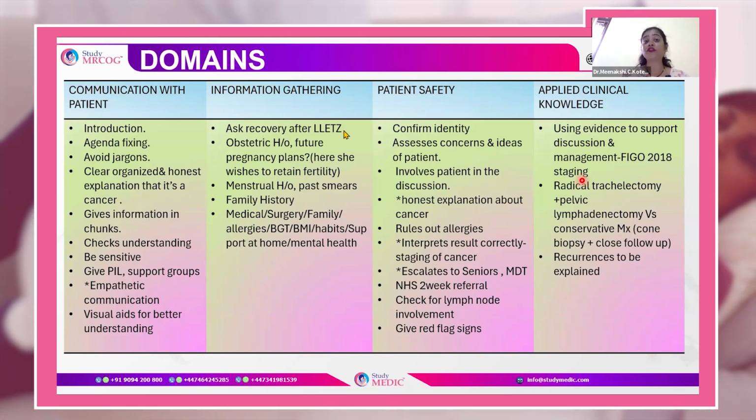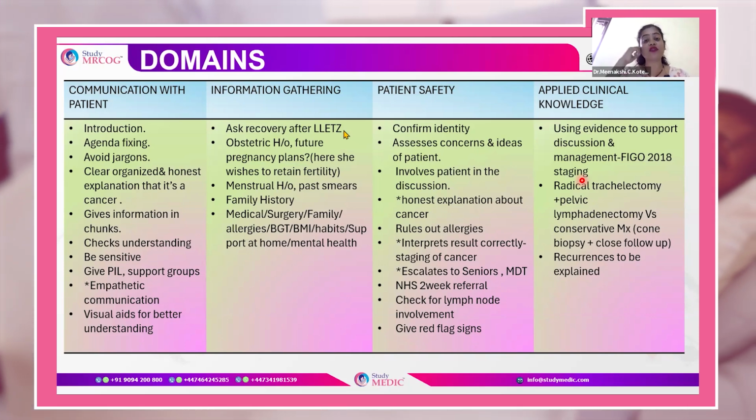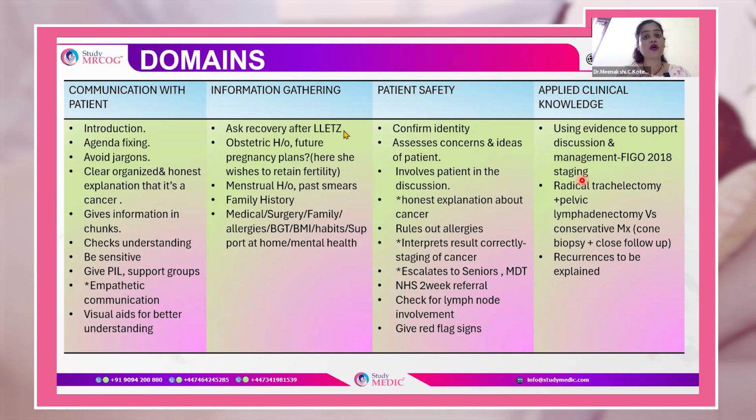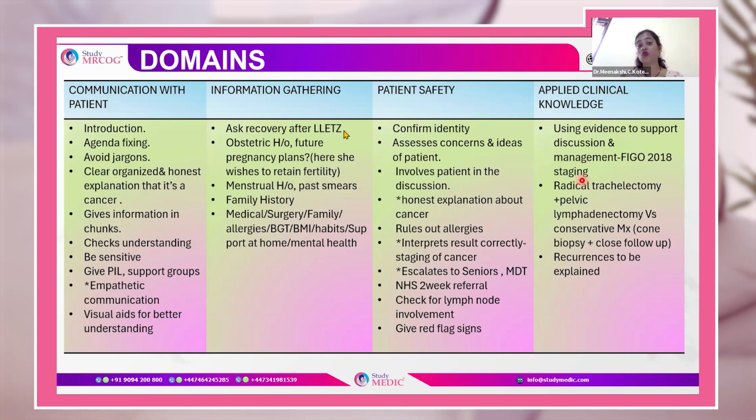Then again, you can speak about the conizations only, okay? Repeatedly, we can do the next conization and all of that, and we can avoid doing surgeries like radical trachelectomy, okay? You can discuss simple trachelectomy as well as the conizations.